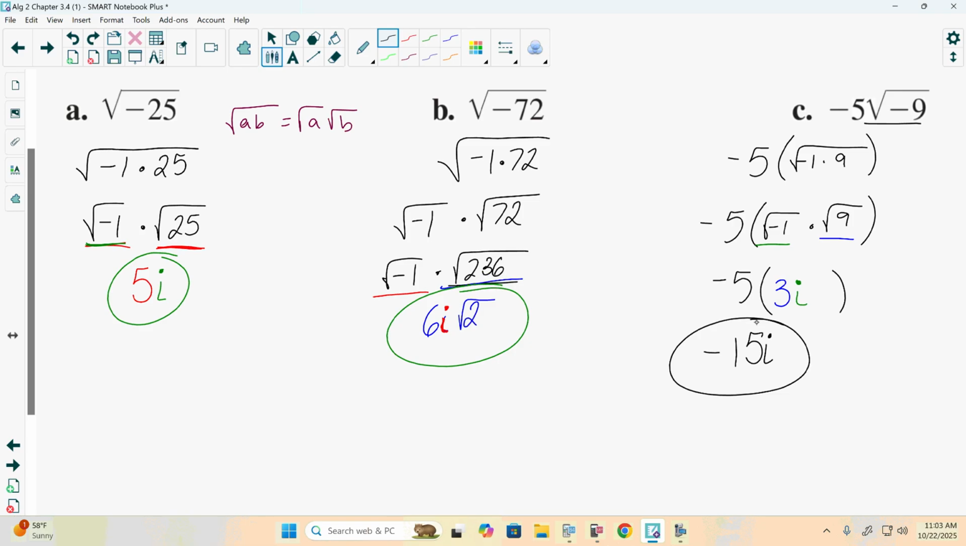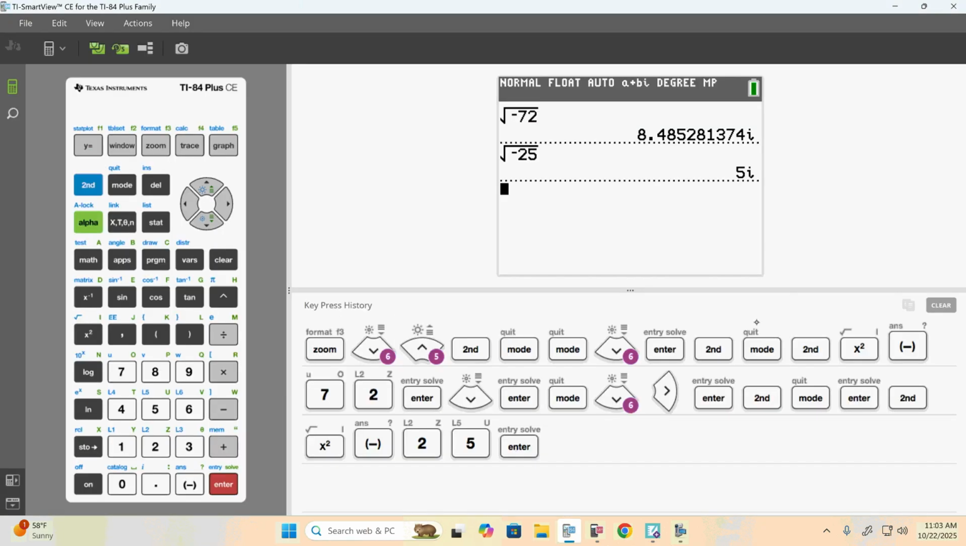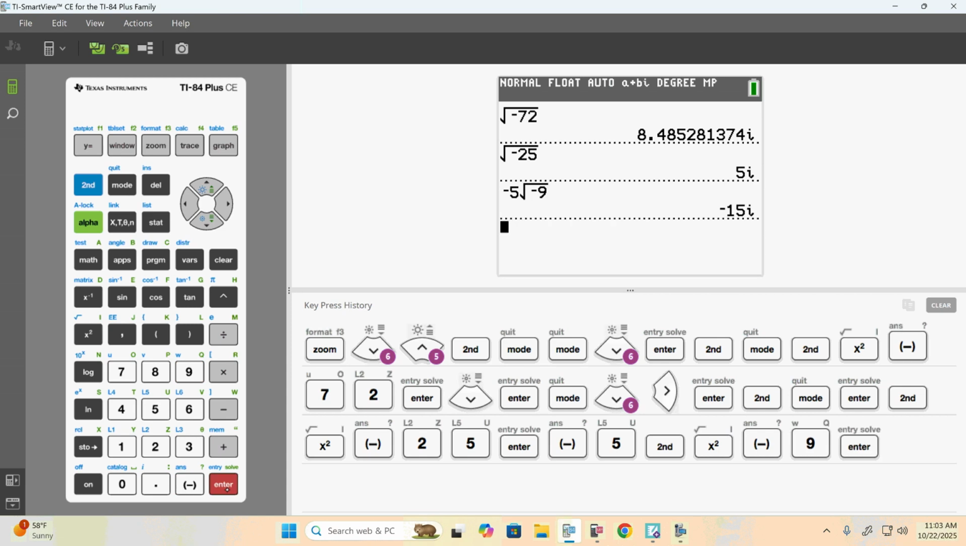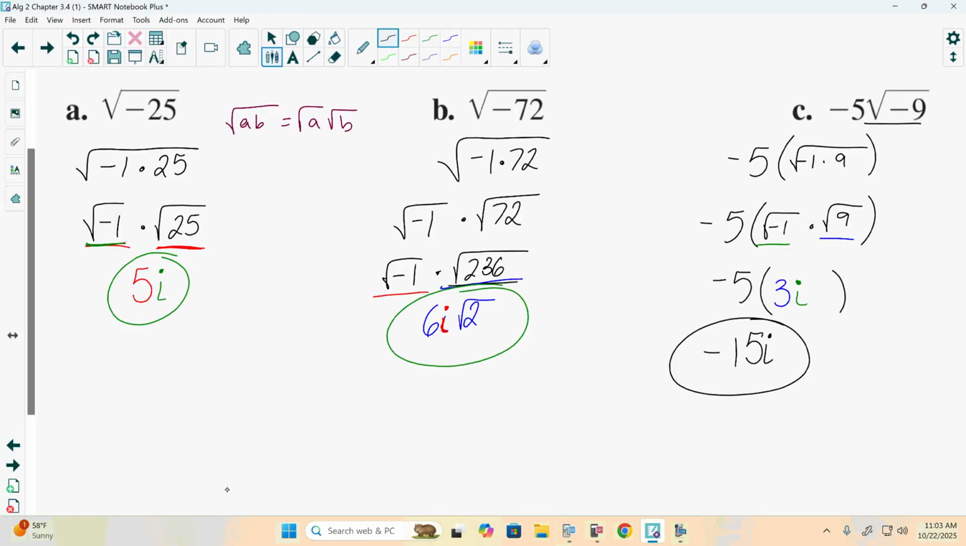Now, since this is a nice number, it means that if we wanted to, we could take the graphing calculator and say negative 5 second square root negative 9. It actually tells us it's negative 15i. Questions on this here?